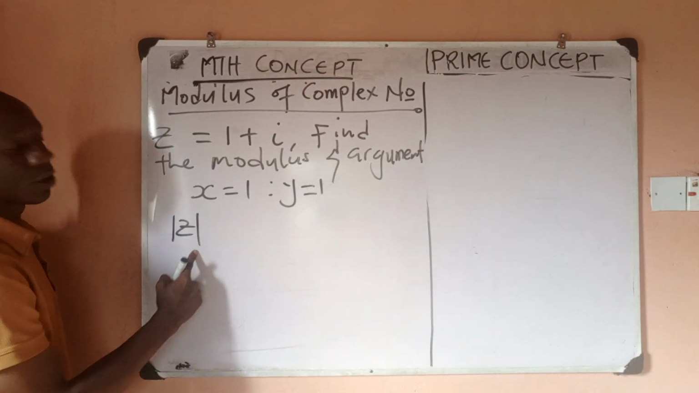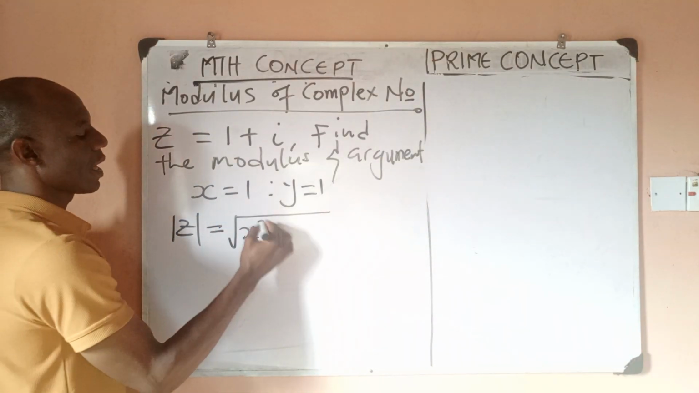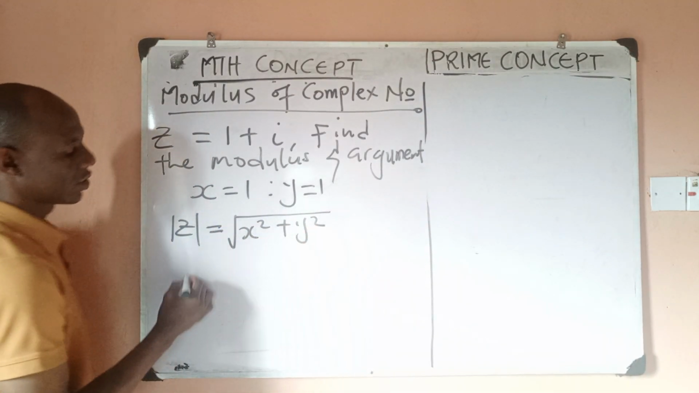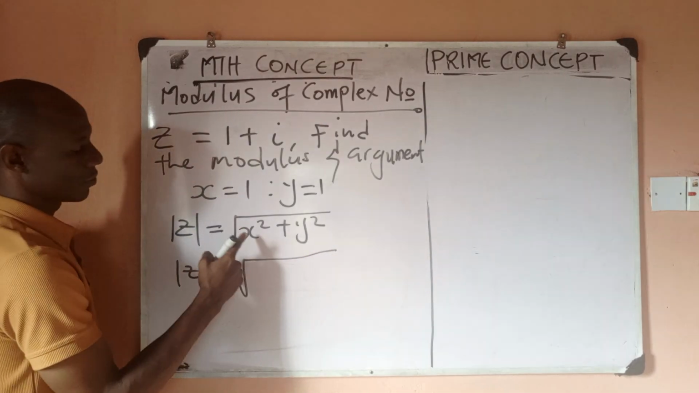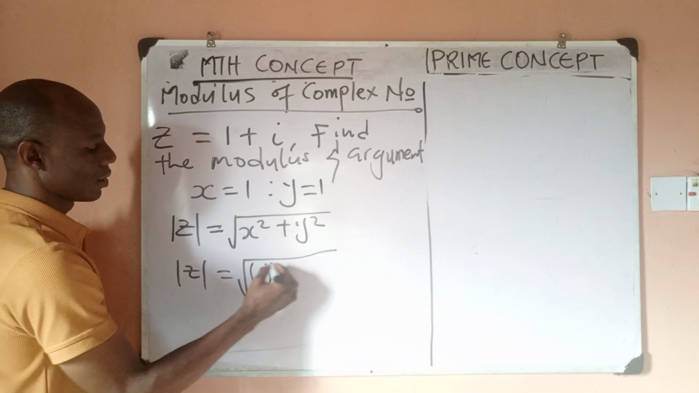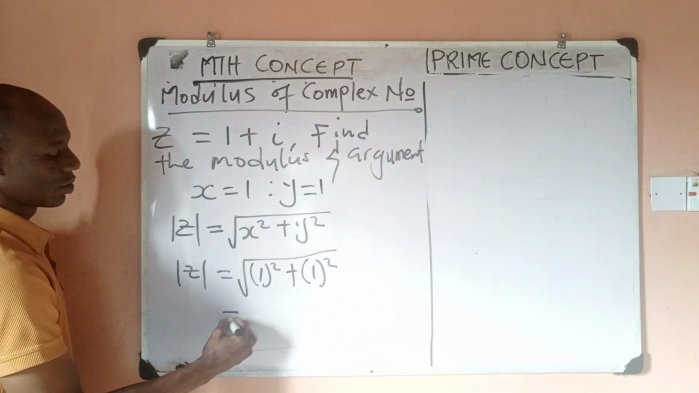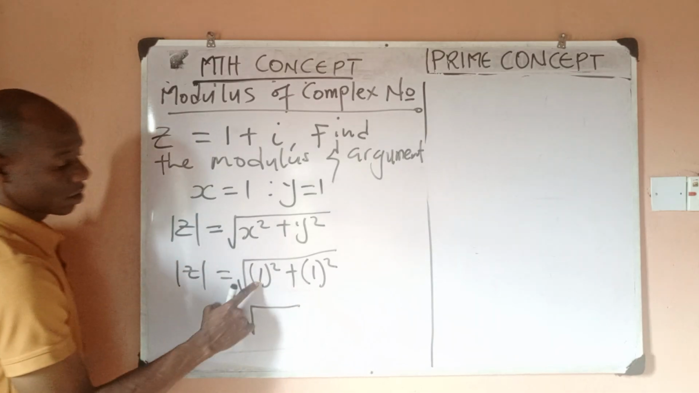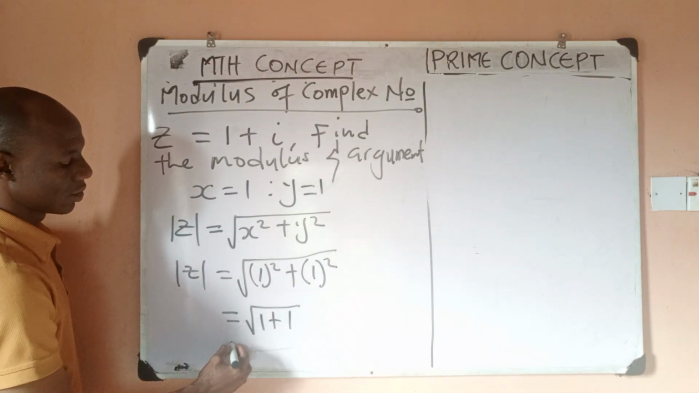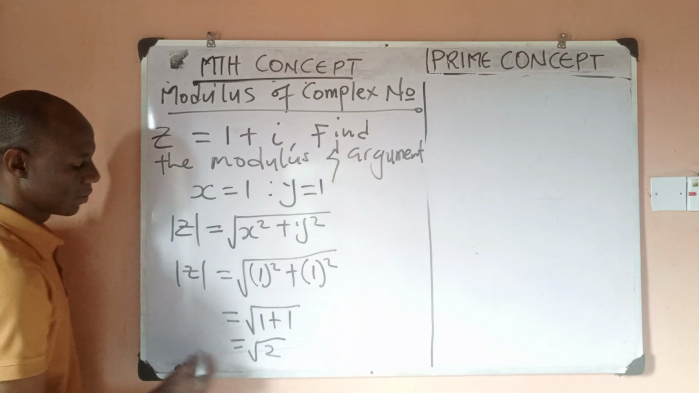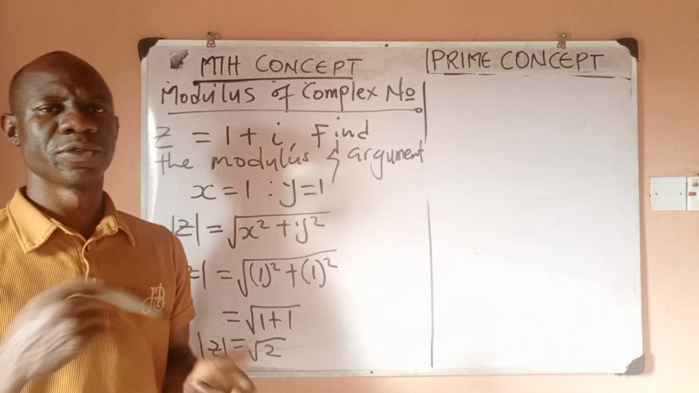Since you have your x and your y, we want to find the modulus, or what you call magnitude, which is equal to the square root of x squared plus y squared. So this is the square root of 1 squared plus 1 squared, which is the square root of 1 plus 1. So I then have the square root of 2. So my modulus is root 2.